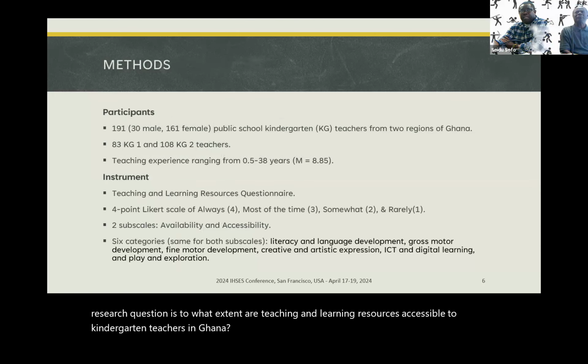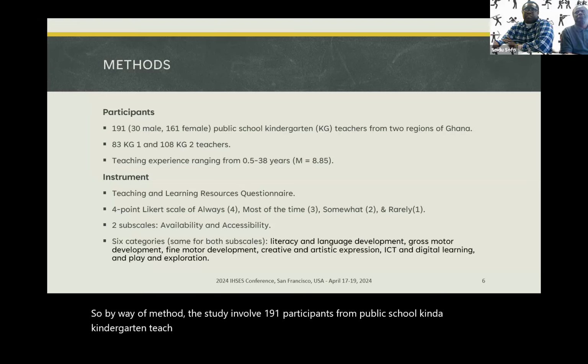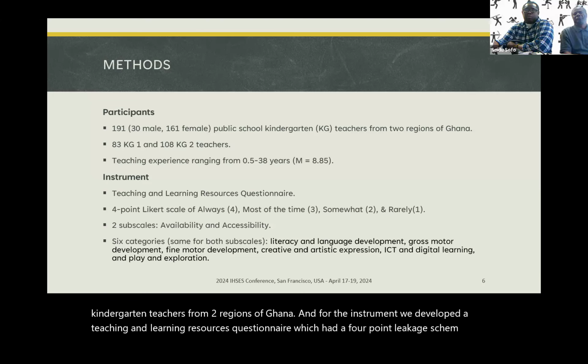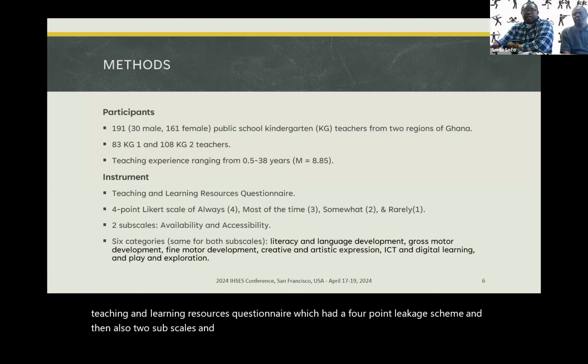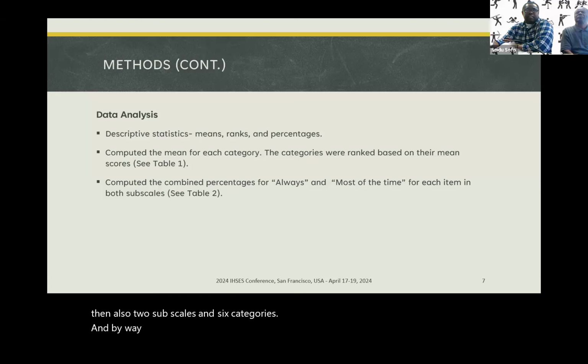By way of method, the study involved 191 public school kindergarten teachers from 2 regions of Ghana. For the instrument, we developed a teaching and learning resources questionnaire, which had a 4-point Likert scale, and also 2 subscales and 6 categories. By way of data analysis, the descriptive tools that we used involve means, ranks, and percentages.